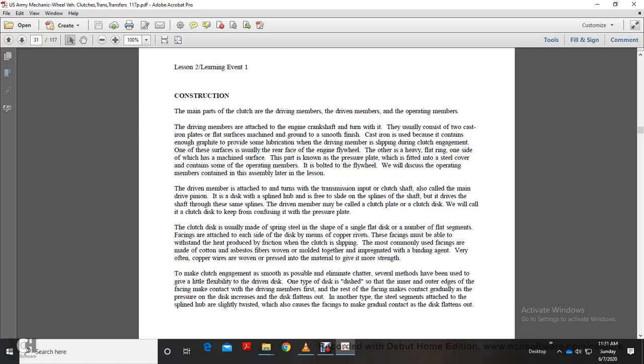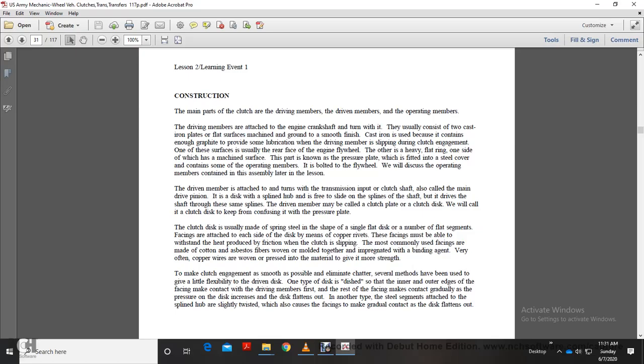The driving members are tied to the engine crankshaft and turn with it, and they usually consist of two cast iron plates with a flat surface machined to a ground and smooth finish. Cast iron is usually used because it contains oil and enough graphite to provide some lubrication for the driven member simply during clutch engagement.